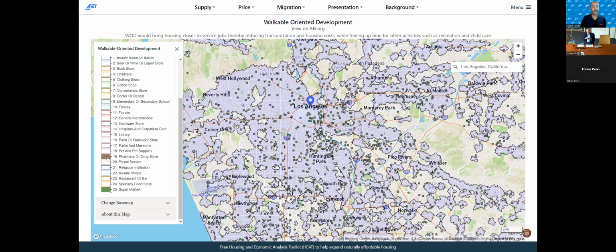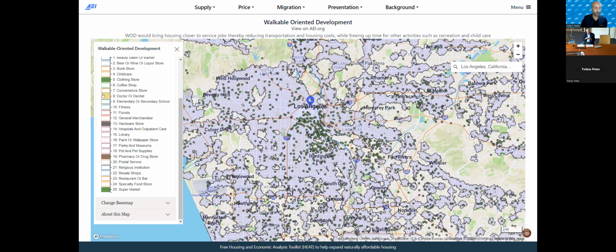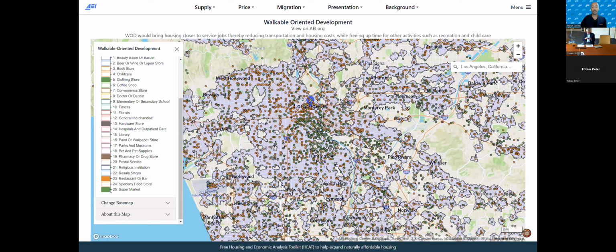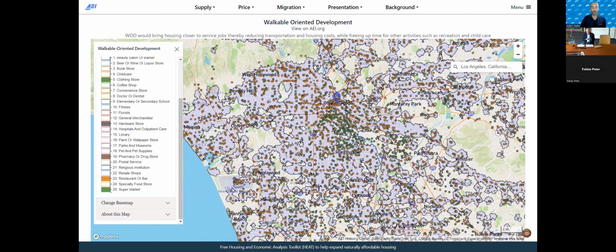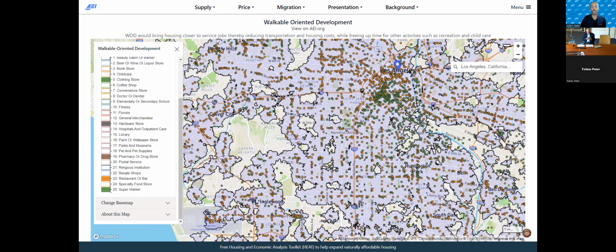And I'll go ahead and enable those specific amenities in the app itself. There we go. Okay, and you can see those pop up throughout the city, and you can see that our WOD boundaries are set around them. And so this enables us to really clearly zoom in on where residents could live such that they would be within walking distance to amenities they would go towards every day.